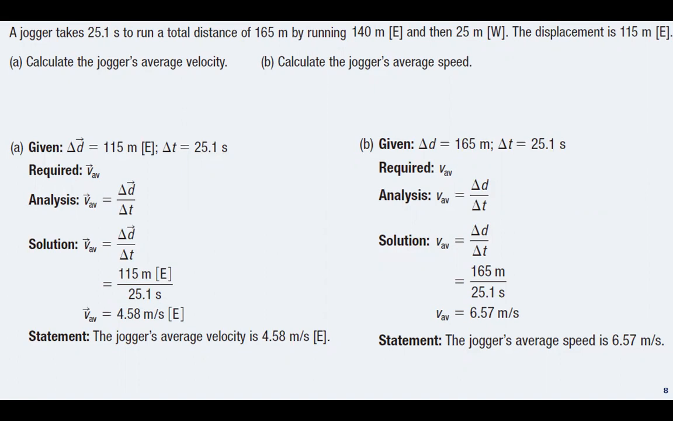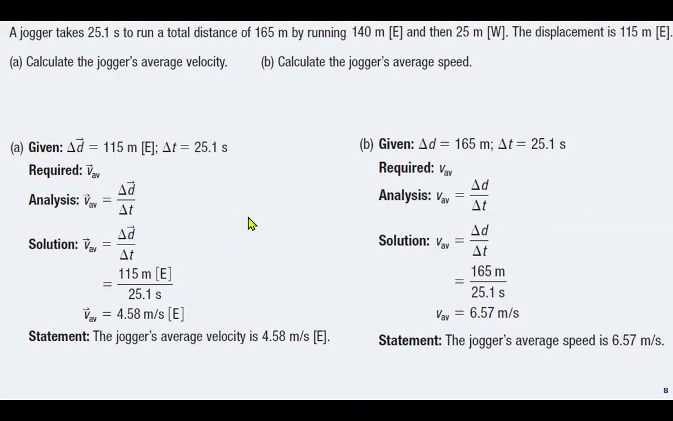So in question B, we need to calculate the average speed, right? So average speed equals the total distance. This time we should use the total distance this object traveled, which is 165 meters, divided by the time it used, which is 25.1 seconds. And the result is a scalar, which is 6.57 meters per second. Okay, any questions?